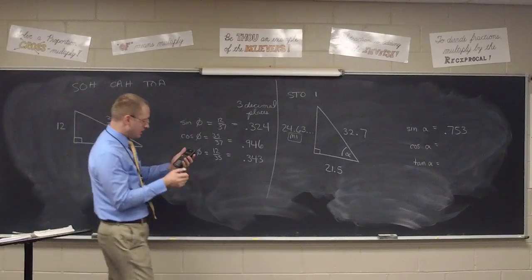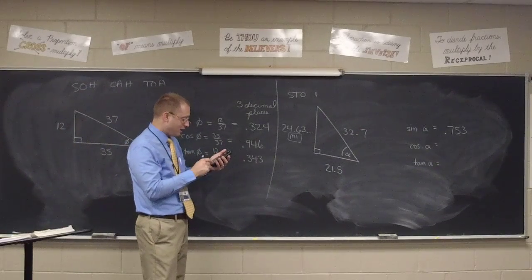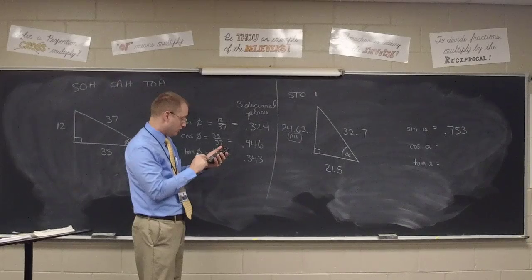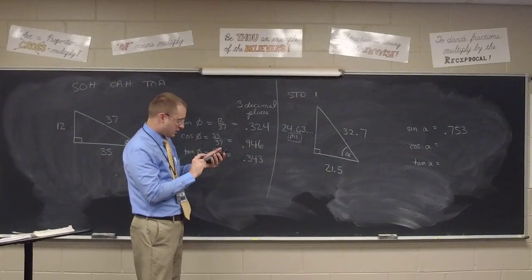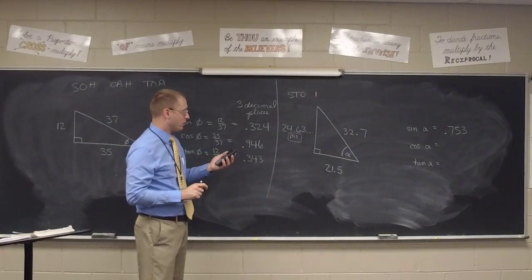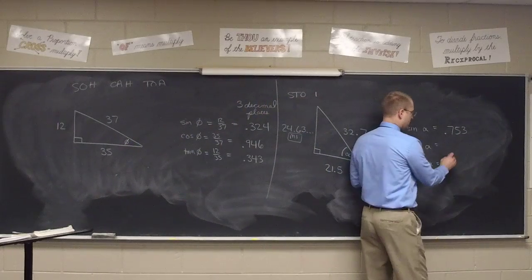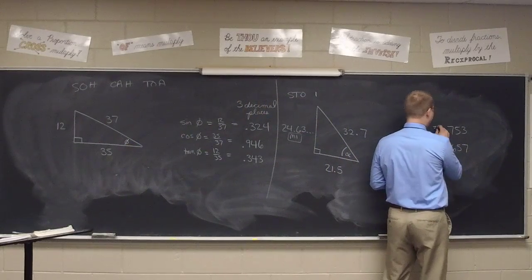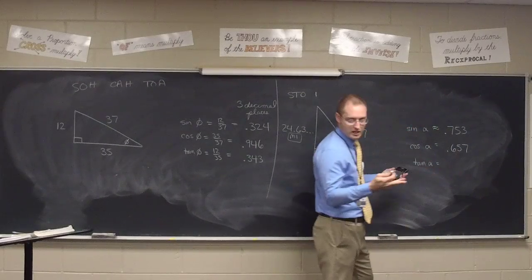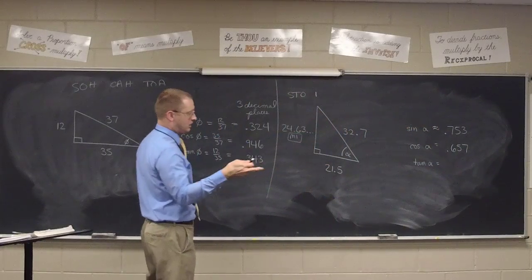Now we don't need this value for the cosine because cosine is what over what, class? Adjacent over hypotenuse. So we can take our 21.5 and divide it by 32.7. And with adjacent over hypotenuse, what do we get for the cosine of alpha? 0.657. Good, 0.657. Now technically we would say approximately this, right? Not equal to that, but approximately that.